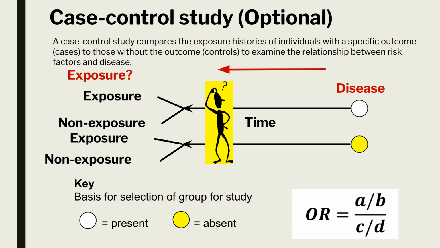However, when estimating the association, we typically use the odds ratio. This is because we do not know the total number of exposed and unexposed individuals in the original population, so we cannot directly calculate incidence or relative risk.